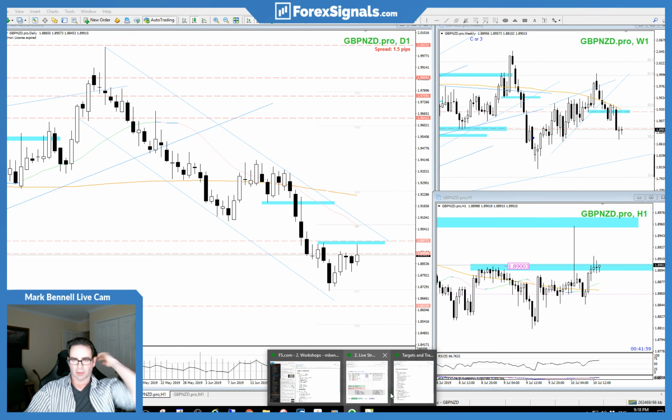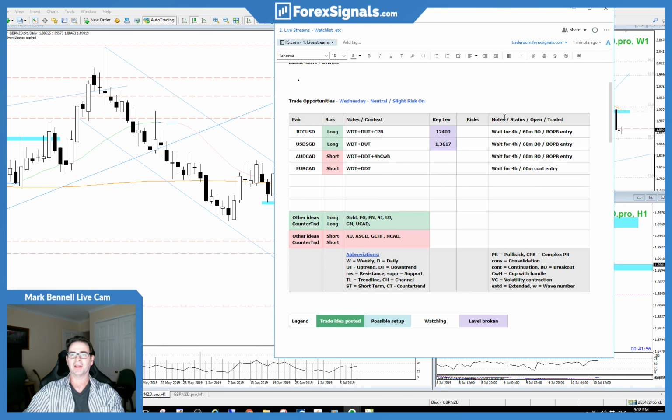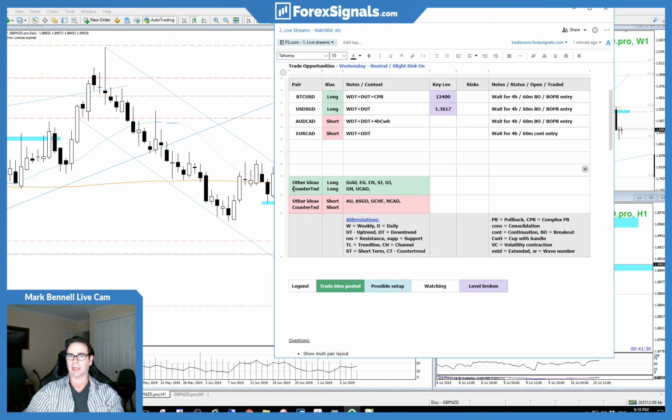So, I've gotten off topic. So these ideas here are still good, but they're probably not as close to triggering as these. So the Aussie CAD triggered the last couple of days, Euro CAD the last few days as well. So these are still good for continuation entries. So then we've got counter trend. So same with the shorts. And then we've got these ones, which are counter trend.